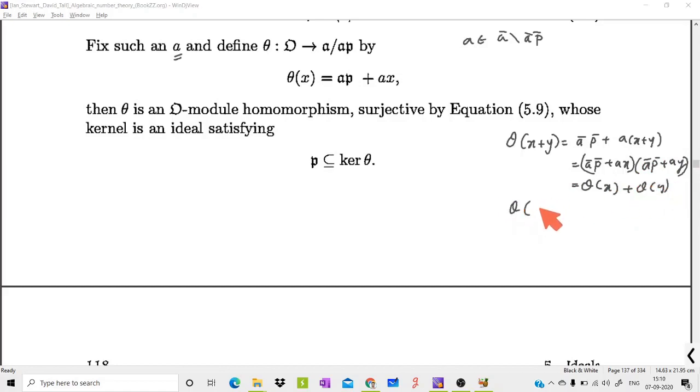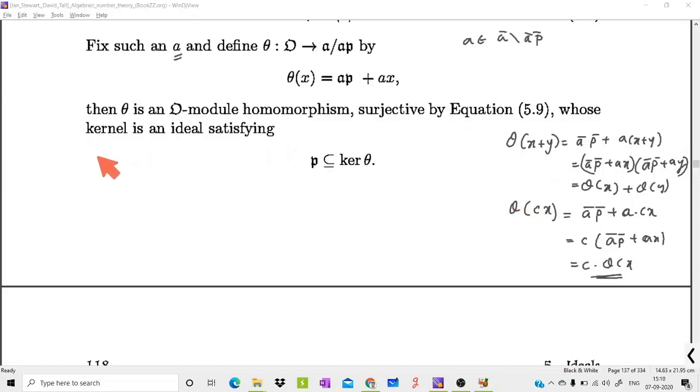Similarly, you can prove theta of c times x is equal to AP plus ACX. You can write it as c times (AP plus AX). So this is c times theta of x. So I can prove that this is an O-module homomorphism.